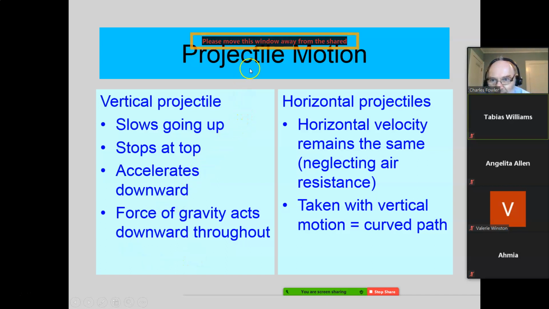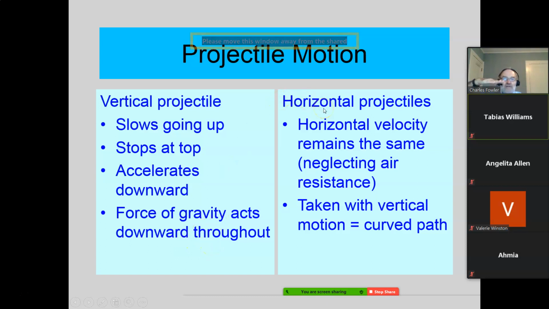So for projectile motion with vertical projectiles, that's what I was just talking about, firing that bullet into the air. It slows on its way up, stops at the top, accelerates downward. The force of gravity acts downward throughout, slowing it down as it goes up, stopping it at the top, speeding it up when it comes down. The acceleration due to gravity, I hate they say the force due to gravity. The acceleration due to gravity acts downward throughout the motion of the object.